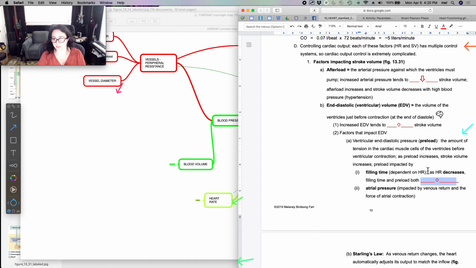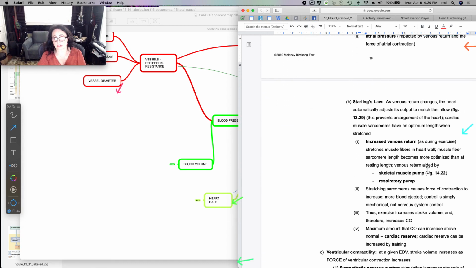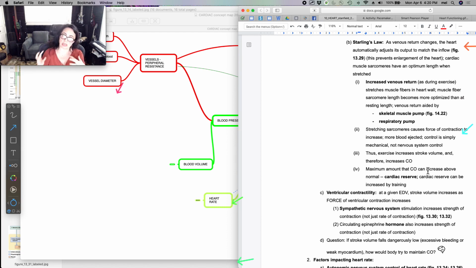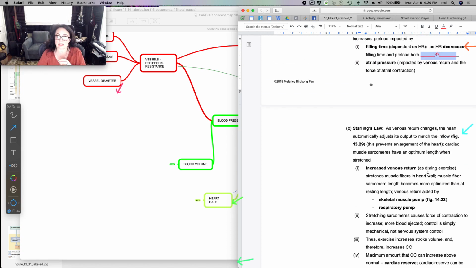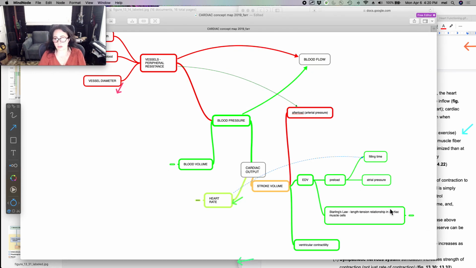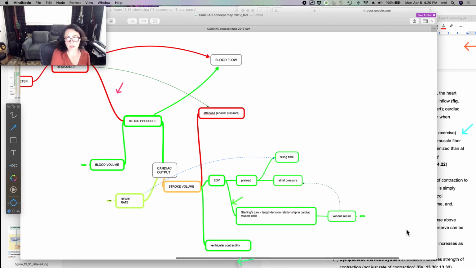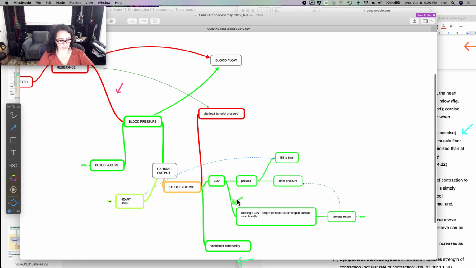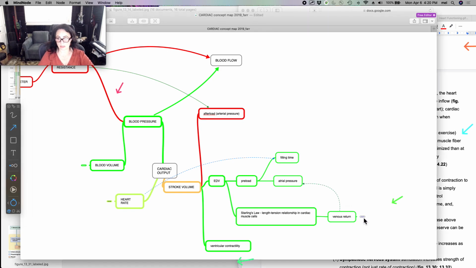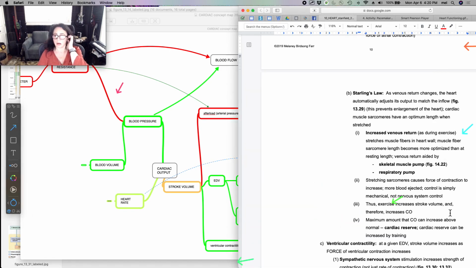Okay, so now we get to what's called Starling's Law. And Starling's Law has this interesting thing that is related to all of this stuff. So let's talk about Starling's Law. Starling's Law is this length-tension relationship in cardiac muscle cells. And there's actually a good way to review Starling's Law that I'll show you in just a second.